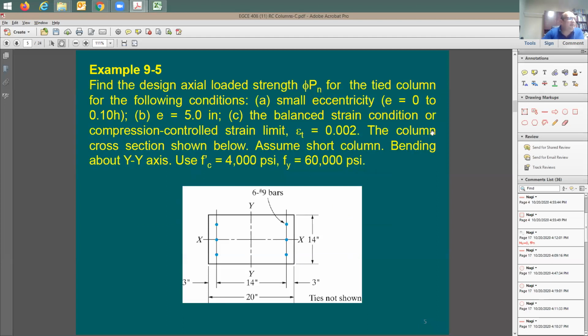We can have an example here. It says, find the design axial load phi Pn for the tied column for the following conditions. What is the first condition? It says here, small eccentricity. So what does it mean by small eccentricity? It says when e, the eccentricity, is ranging from 0 to 0.1 of h. Okay, now this is going to be the definition for a small eccentricity.